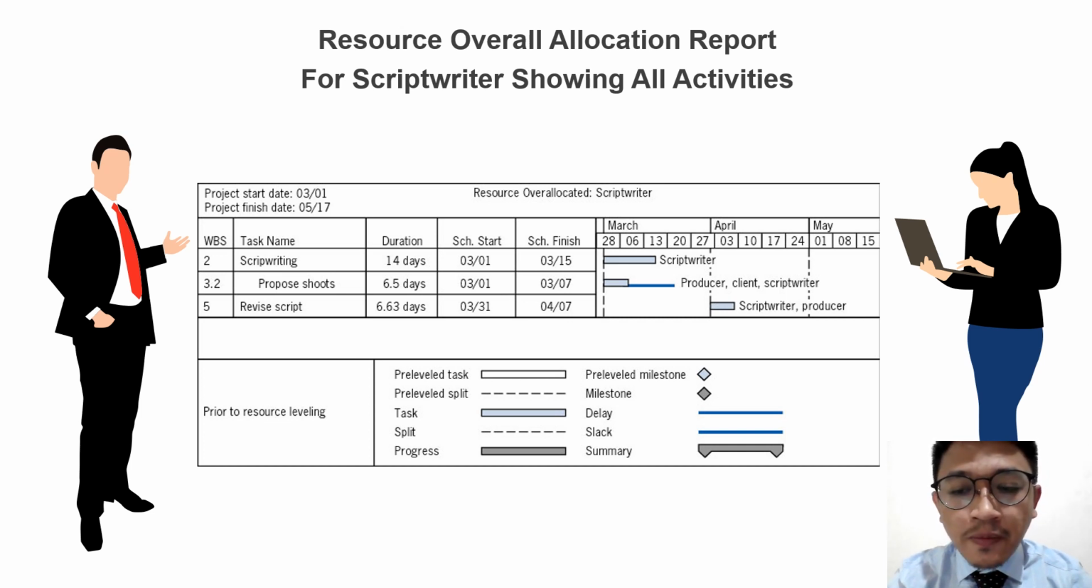31 to April 7, spanning 6.63 days. This report outlines the specific timeframes allocated for each task, providing a comprehensive overview of the scriptwriter's workload. It aids in identifying potential overlaps or gaps, ensuring effective utilization of the scriptwriter's time while facilitating a balanced distribution of tasks throughout the defined periods.